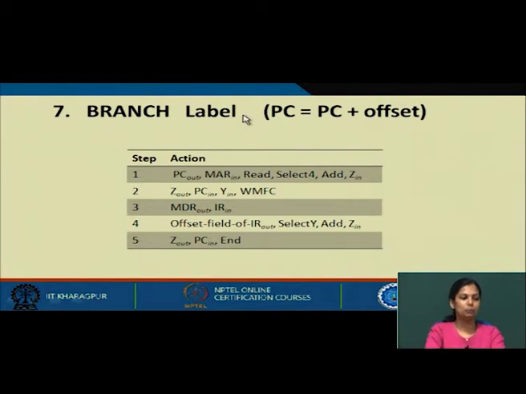Now, coming to the branch instruction. In an unconditional branch, what happens? In an unconditional branch, there is no condition. If a branch is there, we need to load the PC with the branch address. So, we know that every time we fetch an instruction, after we fetch it, the PC value gets incremented to point to the next instruction.